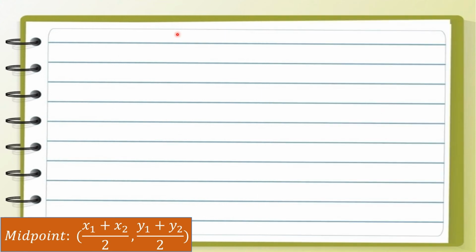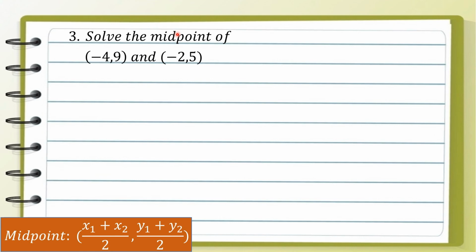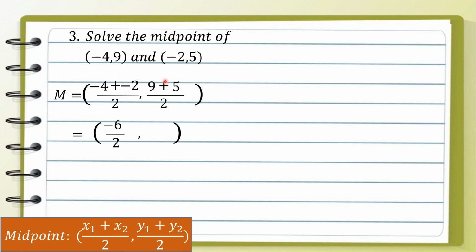Now for a third example, solve the midpoint of (-4, 9) and (-2, 5). Our x coordinates are -4 and -2, so let's just substitute first. So we have -4 plus -2 over the constant, which is 2. Next, our y coordinates, 9 plus 5 over 2. And then simplify. So -4 plus -2 is -6. Copy over 2. And then 9 plus 5 is 14.